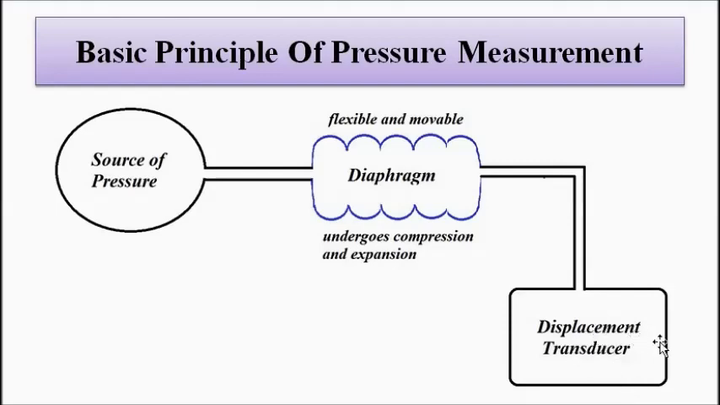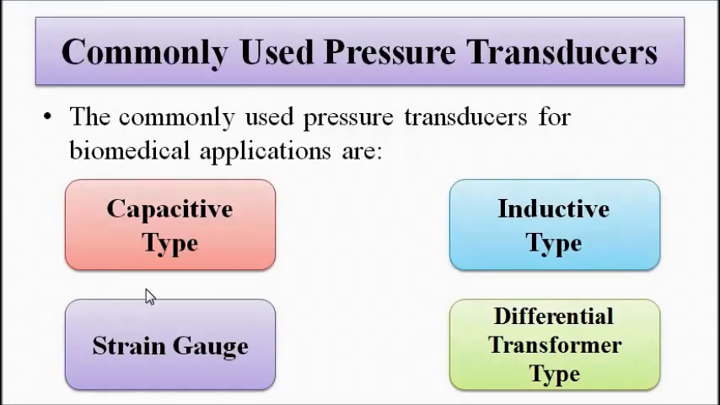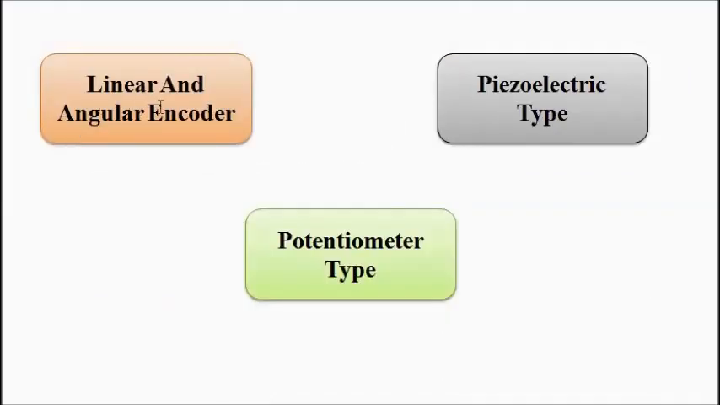So the output of the displacement transducer is dependent on the compression and expansion of the diaphragm, and the compression and expansion of the diaphragm is dependent on the pressure fluctuations. So we can say that the final output here is indirectly related to the pressure fluctuations. That is the basic principle. Here any type of displacement transducer can be used, for example, capacitive type, inductive type, strain gauge, LVDT differential transformer type, and linear and angular encoder, which can be both optical or magnetic. The magnetic one we will discuss. Piezoelectric type or potentiometer type, the resistive one.